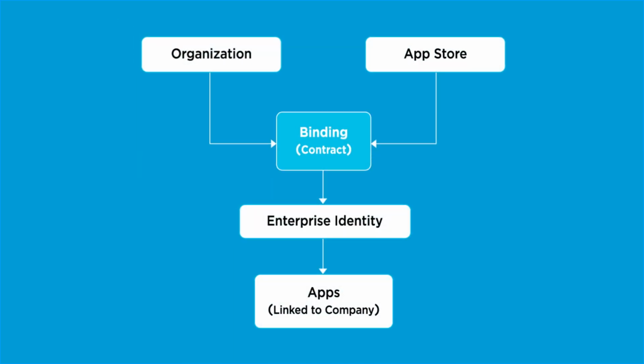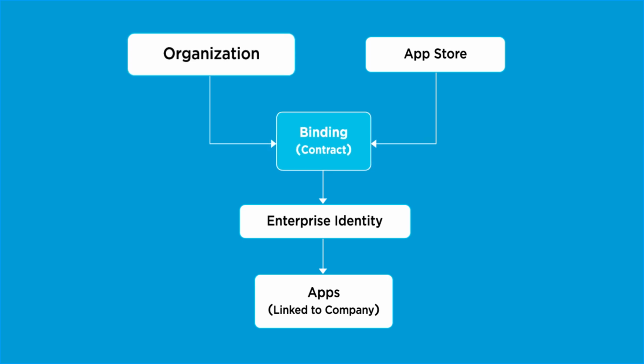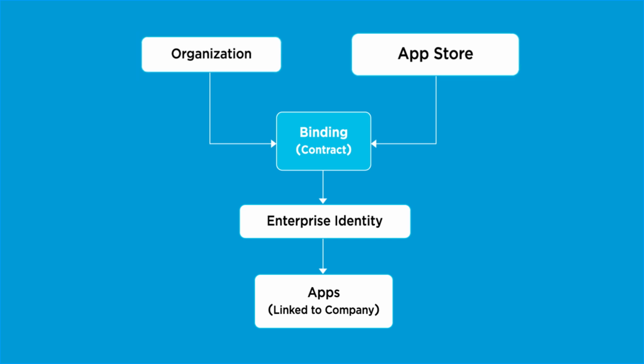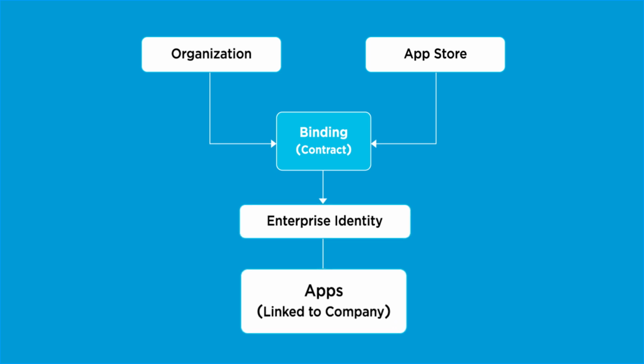We're going to learn more about bindings in the enrollment section, but just to give you a bit of an idea, the binding is the contract between you as an organization and the app store that you're getting these applications from. When you actually download an application on your personal device, you're probably doing it with your Google app identity, but in this case, it's not a person, it is an enterprise. So it's going to link those applications to your company.